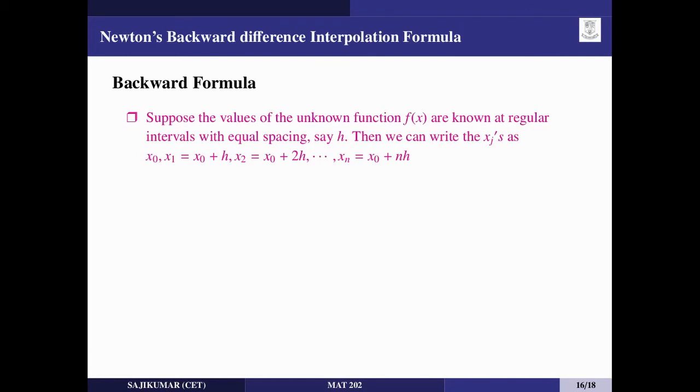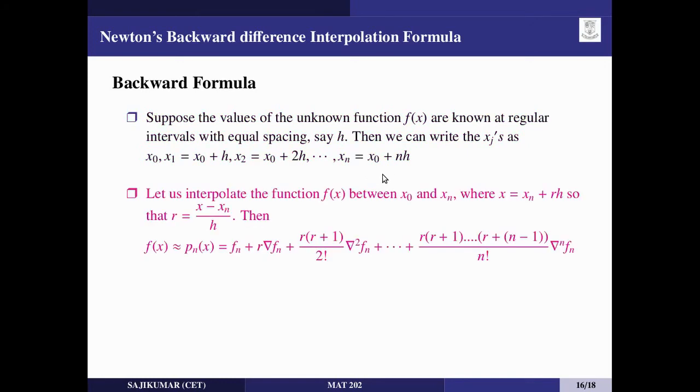Newton's backward difference interpolation formula. Using the same set of data which is equally spaced with the spacing h, so that x1 is equal to x0 plus h, x2 is equal to x0 plus 2h, etc. xn is equal to x0 plus nh.